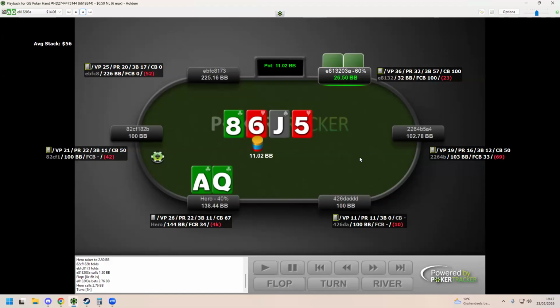Short stack applies to 20 to 40 big blinds. And by the way, versus a bigger bet, if he bet anywhere from 60 to 99%, anywhere from 60% and higher on the flop, you just fold your air.